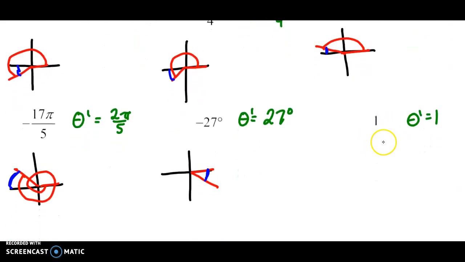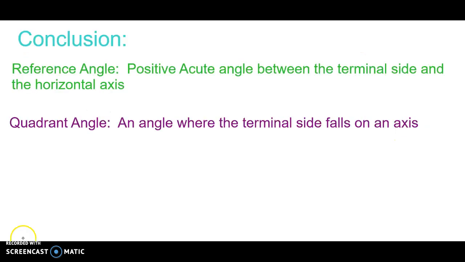The one here I didn't draw an example for, but I know one would be in the first quadrant, so therefore its reference angle would be the same. So in conclusion, just knowing what a reference angle is, it's a positive acute angle between the terminal side and the horizontal axis. A quadrant angle is an angle where the terminal side falls on the axis.